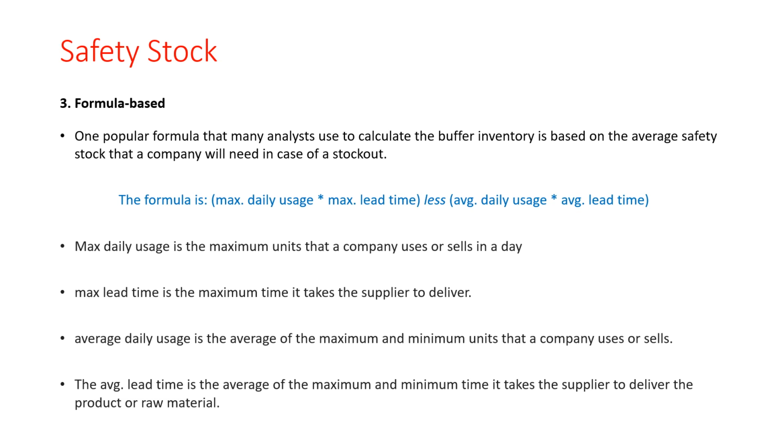Max lead time is the maximum time it takes the supplier to deliver. And what is the average daily uses? This is the average of the maximum and minimum units that a company uses or sells. And what is meant by average lead time? It is the average of the maximum and minimum time it takes the supplier to deliver the product or raw material. So by using max daily uses, max lead time, average daily uses, and average lead time, we get an average safety stock. So this is the formula-based safety stock.